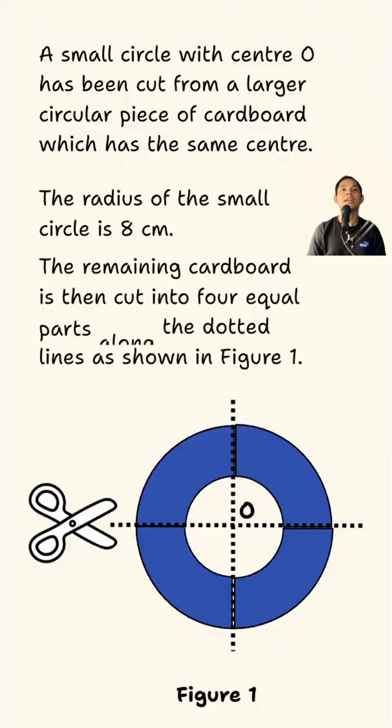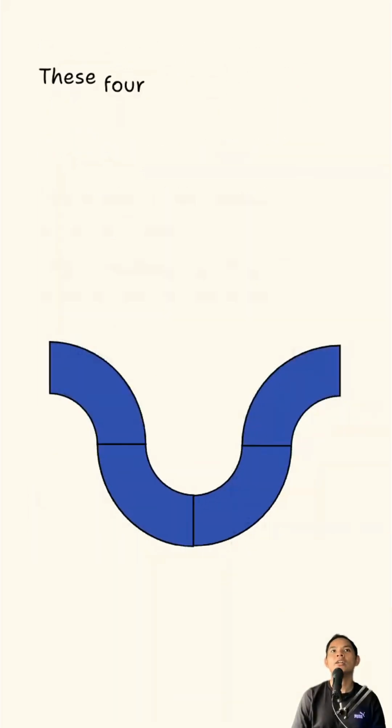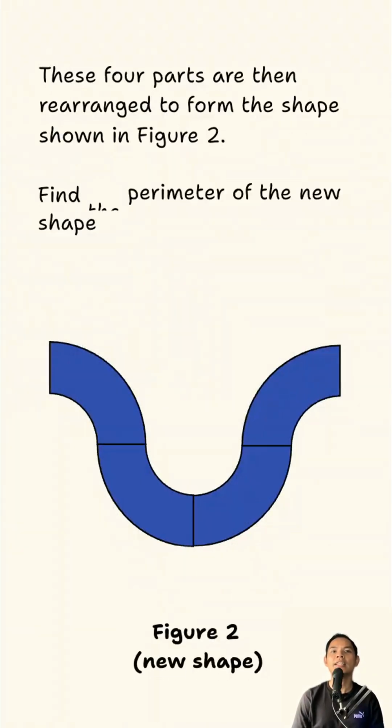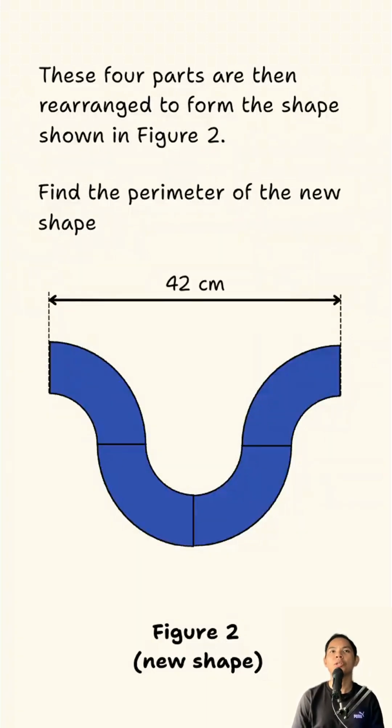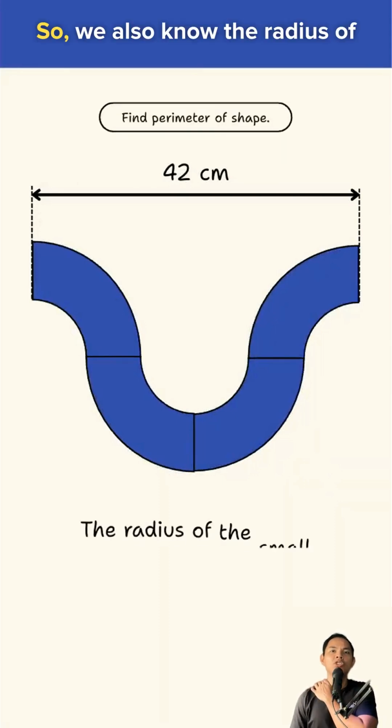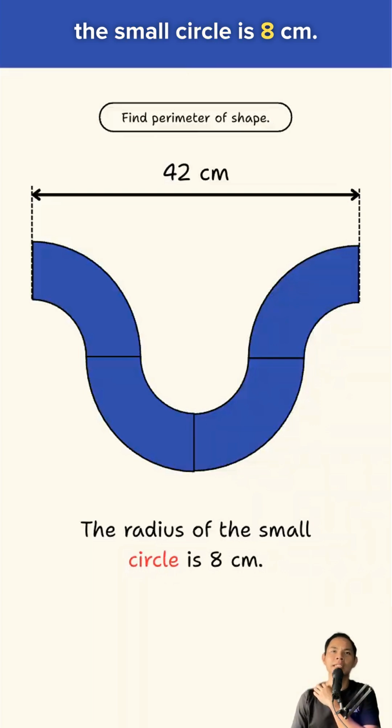The remaining cardboard is then cut into 4 equal parts along the dotted line as shown in figure 1. So these 4 parts are then rearranged to form the shape shown in figure 2. Then find the perimeter of the new shape. So this new shape also has the length of 42 centimeters, as what you see over here. So we also know the radius of the small circle is 8 centimeters.